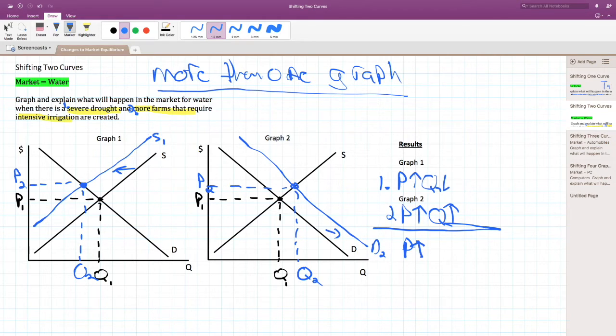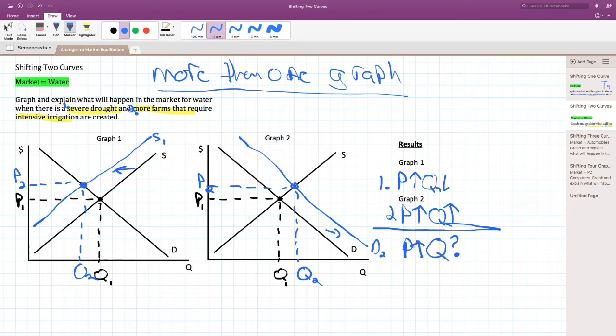In graph 1, quantity goes down. In graph 2, quantity goes up. So quantity is moving in opposite directions. Anytime quantity or price moves in more than one direction, the whole quantity or whole price becomes ambiguous. So the answer is going to be price goes up, the effect on quantity is ambiguous, and I represent that with a question mark. Okay, so this would be 2 shifts.